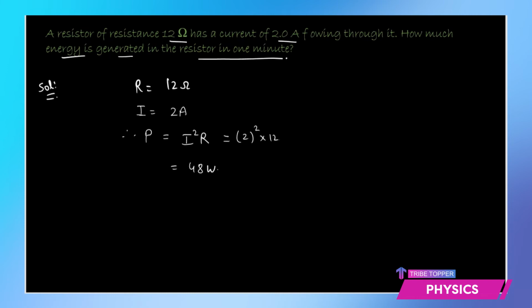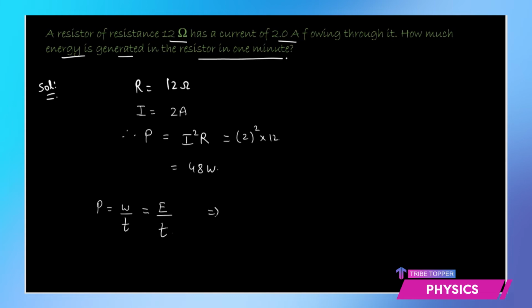But this is the power. The question asks us how much energy is generated in the resistor in 1 minute. So from the formula, power is work over time, and from mechanics you have always learned work and energy are interconvertible. So I can also say it's the rate of consumption of energy, or generation of energy. So energy over time is also the same thing as work over time.